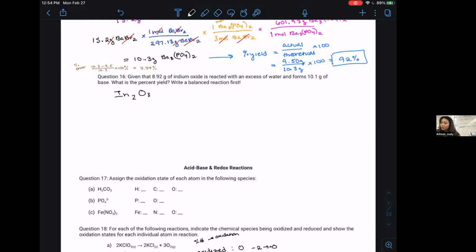Okay. Indium oxide is reacted with water, and forms... excess water. So automatically it tells you what's the limiting reactant. If I have excess water, indium oxide is the limiting reactant. Right there, that word excess matters. It's going to cut down half of your work. Okay. And it forms 10.1 grams of base.